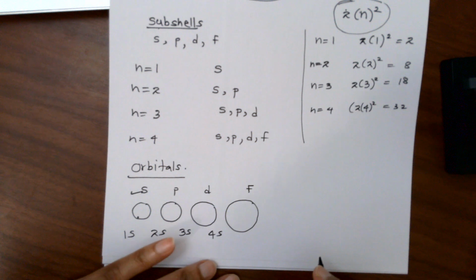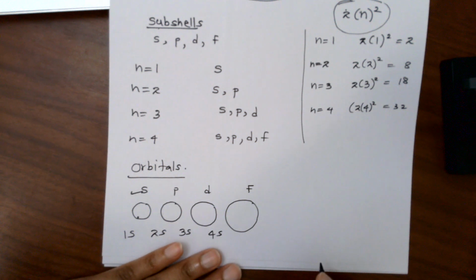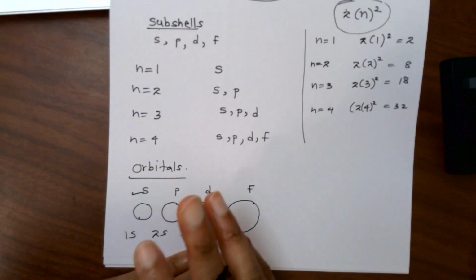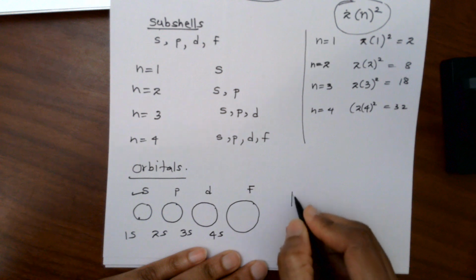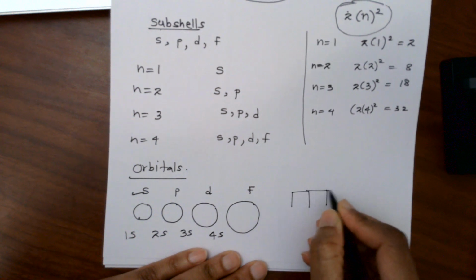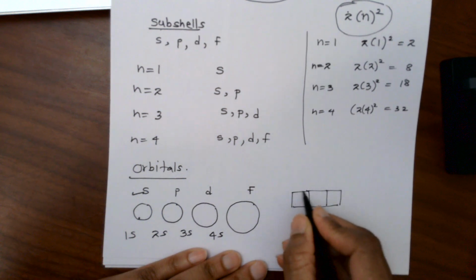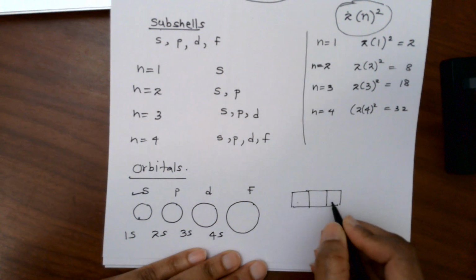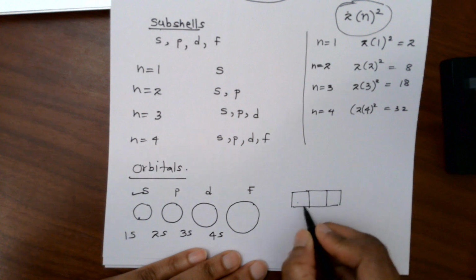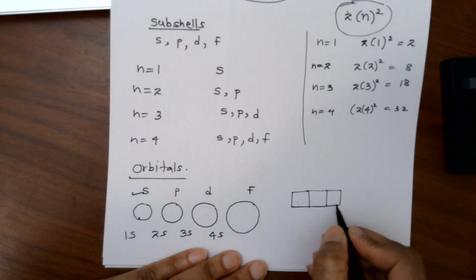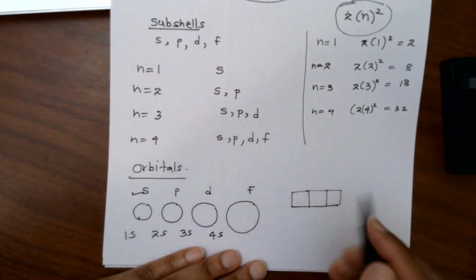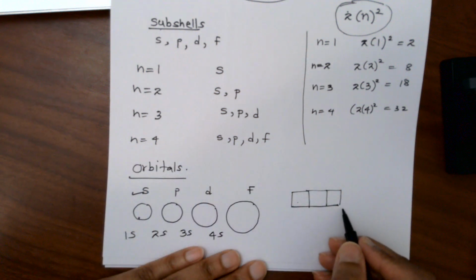Let's talk about p. P orbitals are dumbbell shaped, and p orbitals do not exist as a single sphere. They exist as sets of 3. So we can draw 3 boxes like this. Each box we can consider as one p orbital, another p orbital, another p orbital. So they always exist as degenerate, and degenerate means 3 orbitals of equal energy.